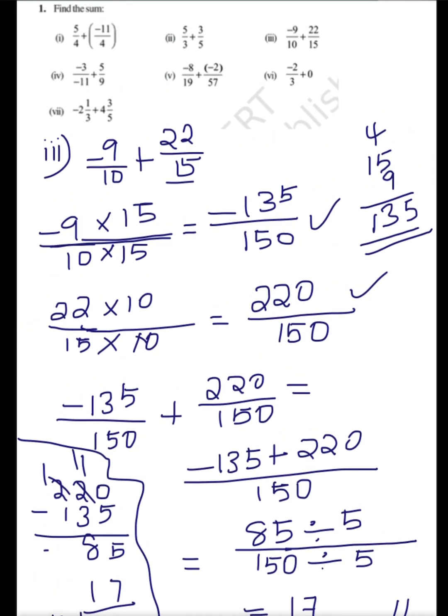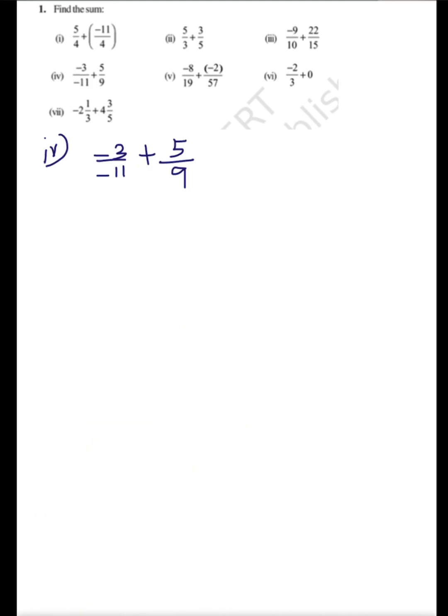Now let's see the fourth question. Now here also you can see that denominators are different, so you have to make their denominators equal. For that, let's take the first number, which is minus 3 by minus 11. Minus 3 by minus 11 means what? It is equal to 3 by 11. Is it? If we multiply both, it's minus 3 by 11.